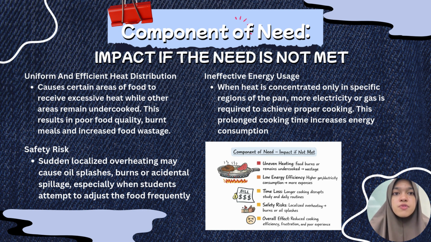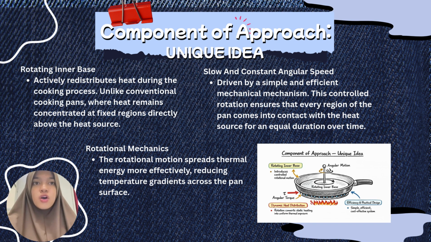The combination of food wastage, increased energy costs, safety risks, and time inefficiency can lead to financial loss, frustration, and reduced motivation to cook. Therefore, failing to meet the need for uniform heat distribution negatively impacts safety, cost-efficiency, time management, and overall cooking experience, highlighting the importance of an improved cooking pan design that applies principles of physics to solve this everyday problem.